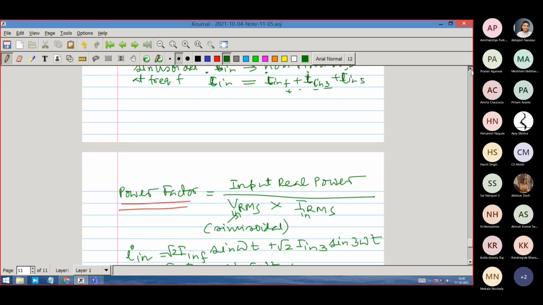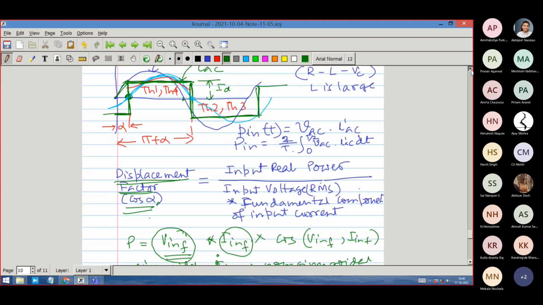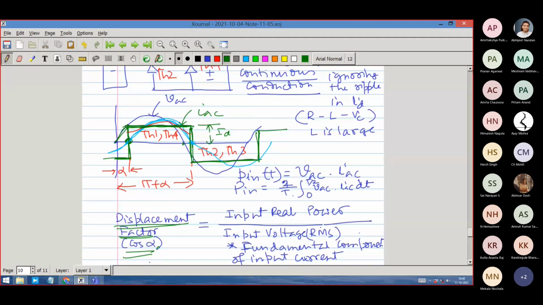Any question? Sir, in this case you've used a constant current source on the load side, right? So in the earlier case, if we use R and L, in that case distortion will be less, right? Distortion will be less. Yes, yes, distortion will be less.